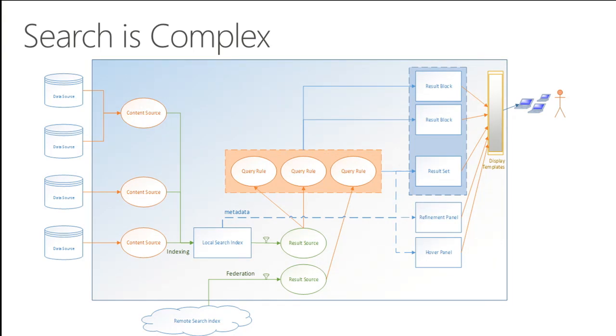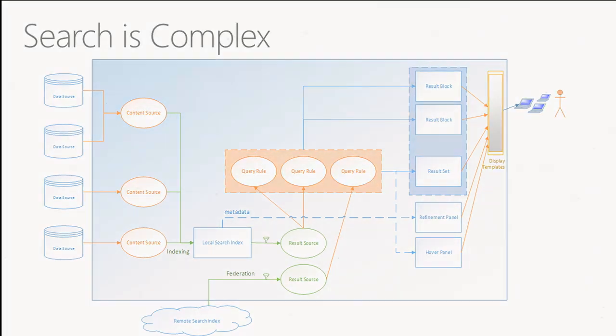We have display templates. We have so many things to configure. And this is only the out-of-the-box configuration. You can build some custom things on the top of each. You can do your custom solutions on the top of search. It is really, really complex, right?